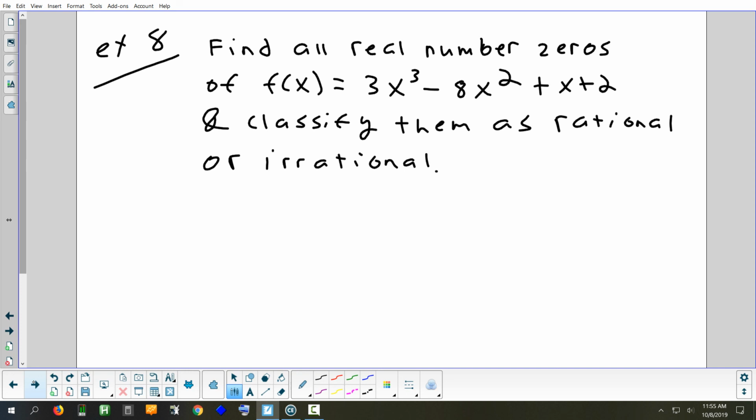What are they asking me to do here that's different? So what's different from the last one? Real numbers, not just the rational ones. They want them all. So if there are ones that cross at square roots, they want those too. So what's my first step?